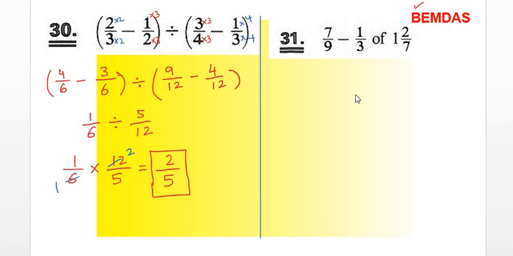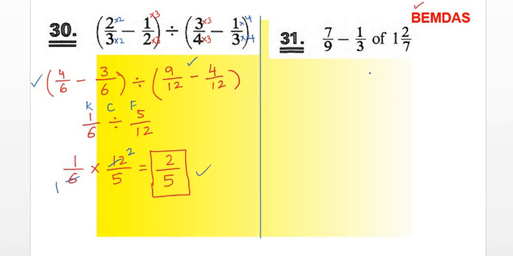So here is the answer for question number 30. As you can see, the LCM for these two denominators was 6. So I changed both the denominators into 6. And similarly here it was 12. So I multiplied here by 3, here by 4 to get both the denominators exactly the same. Then I got the answer for the first bracket, it was 1 out of 6. Then I got the answer for the second bracket, it was 5 out of 12. Now here you have to keep this fraction, you have to flip this one, and you have to change the sign, right? So finally we got the answer 2 out of 5.